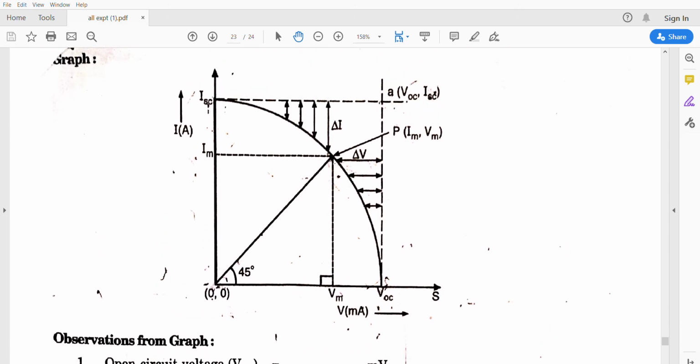Fill factor is nothing but VM into IM upon VOC into ISC. From that we can calculate the fill factor. This is our final result. Just connect the circuit, keep the maximum load, reduce the load, and note down the current and voltage readings successively, to see how they change in the solar cell. That is said to be the VI characteristics. So after understanding the voltage and current readings, draw the graph, take the VM and IM values from the graph, and find the fill factor value. From the fill factor we can also get the efficiency value.